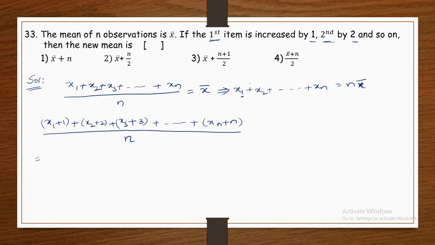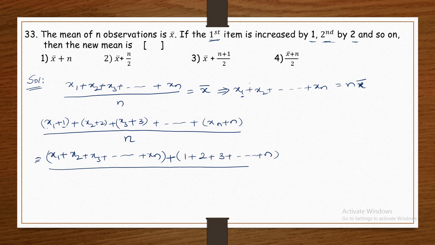Now from this I can write it as x1 plus x2, so I am going to write the variables as they are: x1 plus x2 plus x3 plus and so on plus xn, plus, now writing down the numbers, 1 plus 2 plus 3 plus 4 and so on, likewise 1 plus 2 plus 3 plus and so on plus n, whole divided by n. Now clearly x1 plus x2 plus x3 plus so on xn, its value is already given here, so this value is n into x bar.